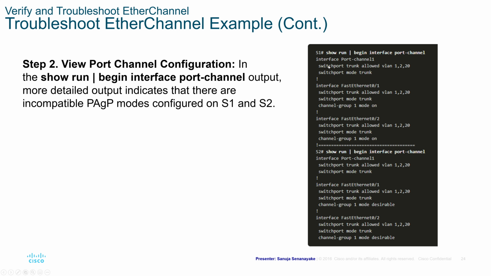configured properly, because you see here on switch 2 we have the group 1 mode desirable in PAgP, and here we have the PAgP mode as on. And if you remember from previous slides, if you have on on one side and desirable on the other side, that will not establish an EtherChannel using PAgP modes, because the PAgP mode that we have created on switch 1 is incompatible with what we have on switch 2, so they can't actually create the EtherChannel. So now we know the problem.